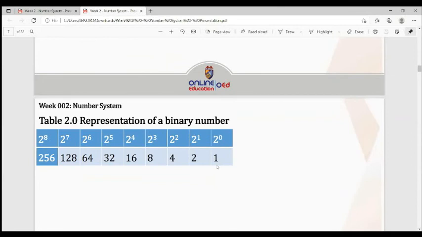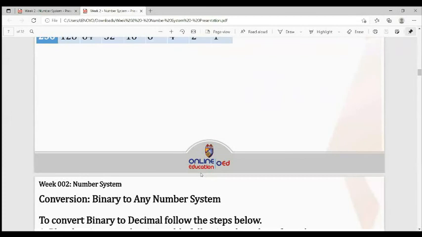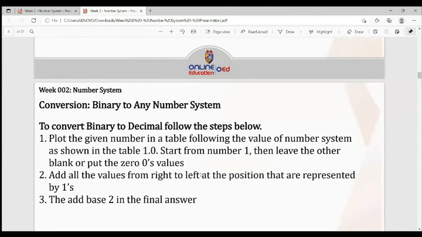So we have just like 1, 2, 2 plus 2 is 4, 4 plus 4 again is 8, then 8 plus 8, 16, then 16 plus 16, 32, 64, 128, 256, 512, and so on. So that is the representation of binary number. So how about the conversion? So binary to any number system.